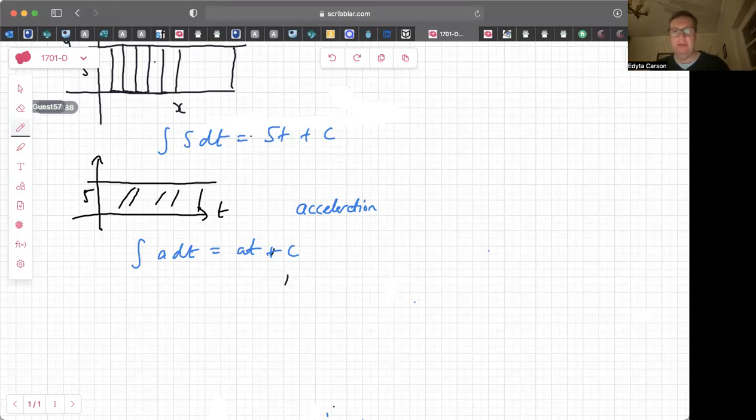So acceleration is the rate of change of your speed. Increasing your speed by 1 every second means that after 1 second, your speed is 1. So you start off with 0, accelerate at 1 meter per second squared. That means the rate of change of your speed is 1. After 1 second, you'll be doing 1 meter per second.